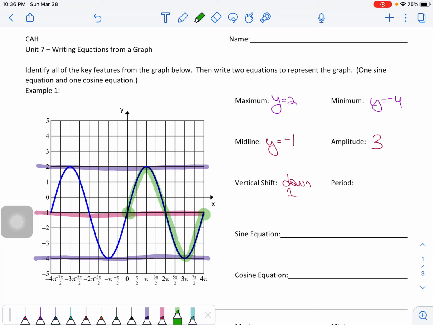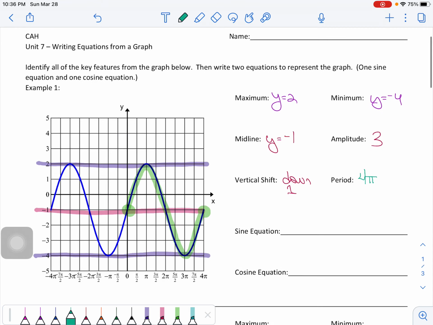Sine curve starts on the midline. It increases or decreases depending on your reflections. But in this case, it's increasing, decreasing, then back to the midline. So the period in this case is going to be from 0 to 4 pi. So let's go ahead and mark the period as 4 pi.